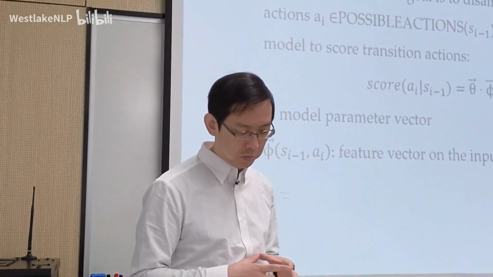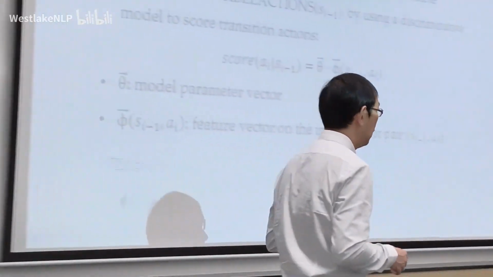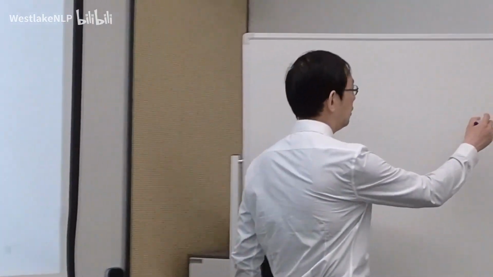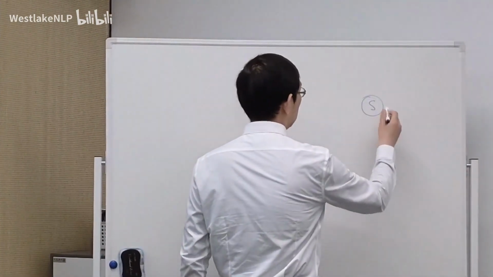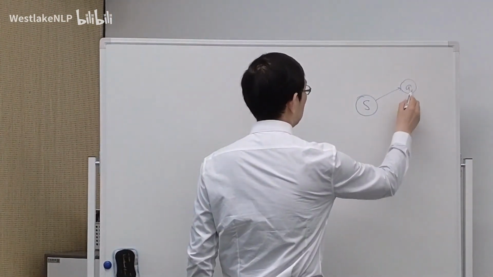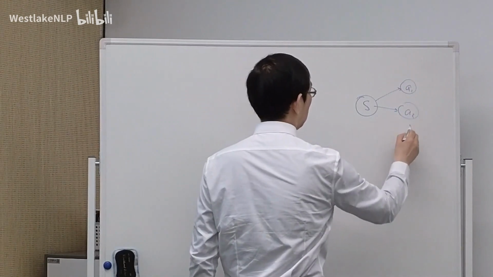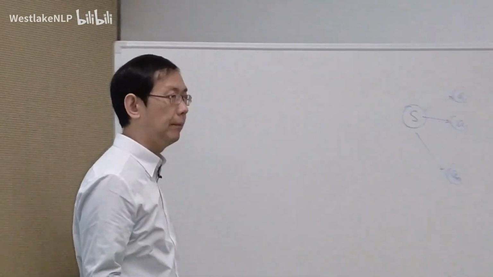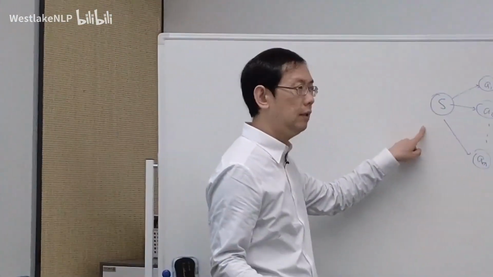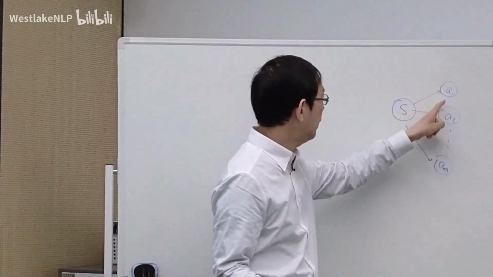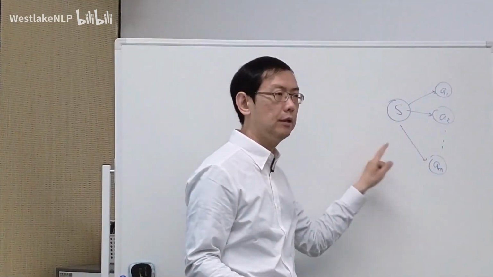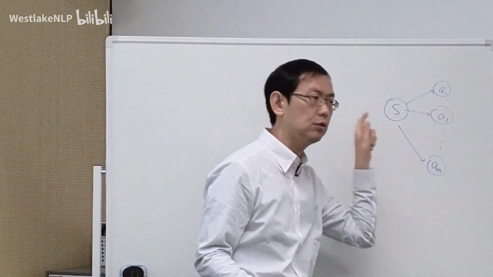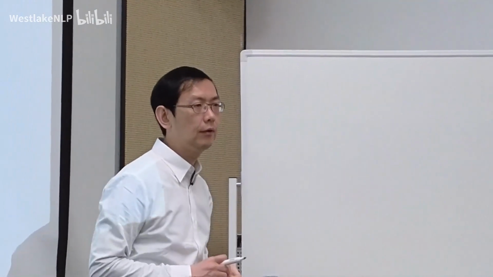All right. So our model can be illustrated in this way. We are given a current state, and our model tries to score all possible actions on this state, okay? And then resolve ambiguity by choosing the high scored action. So this is the modeling target.